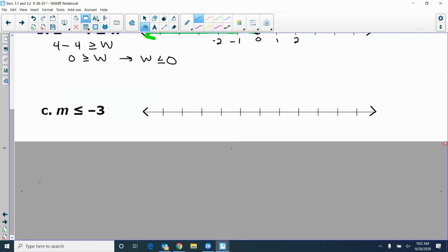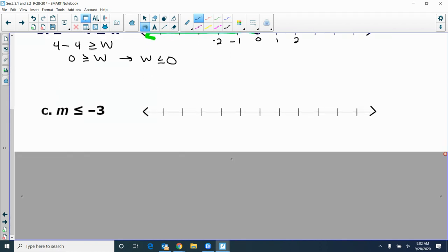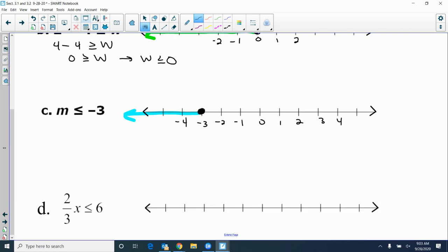M is less than or equal to -3. I want all the numbers smaller than -3. So I'm going to start at 0, then -1, -2, -3, -4. Okay, how do I want to do this one? Zachary, from -3, put a solid dot. Then you shade to the left, because it is less than or equal to. Good. Solid dot for the less than or equal to part, hollow dot for the other part.